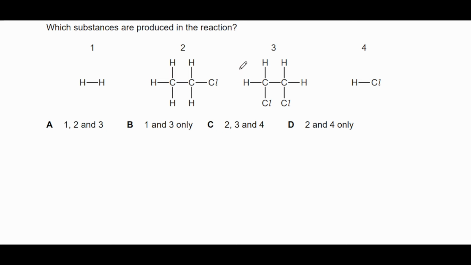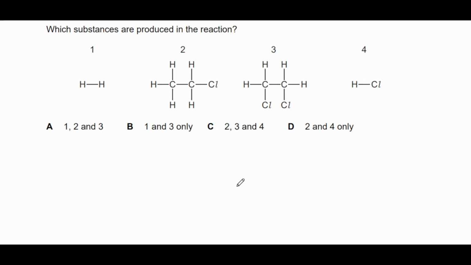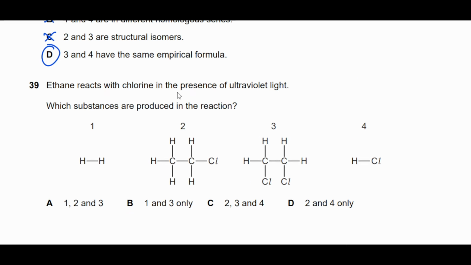39. Ethane reacts with chlorine in the presence of UV light. Which substances are produced in this reaction? Ethane reacts with chlorine. This is what ethane looks like. When you react with chlorine, you replace one hydrogen with chlorine, and this process can be repeated with all of these hydrogens.